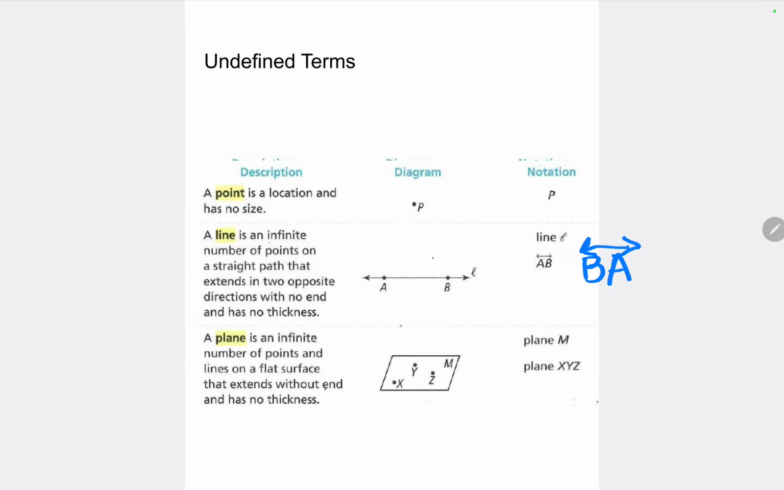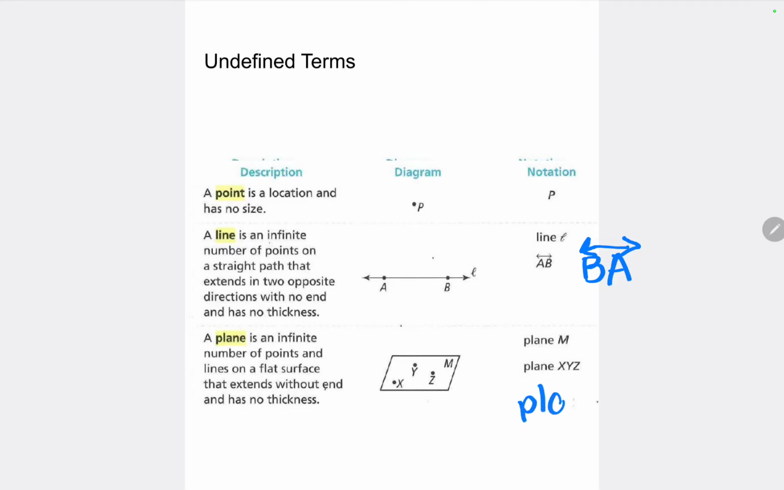A plane is an infinite number of points, and it lies on a flat surface. It extends without end, and it has no thickness. So if you can imagine a wall going on forever and ever, that would be a plane. Notice this plane has 3 points. Anytime we have 3 points, they automatically define a plane. Those points are X, Y, and Z. So I could name this plane XYZ.